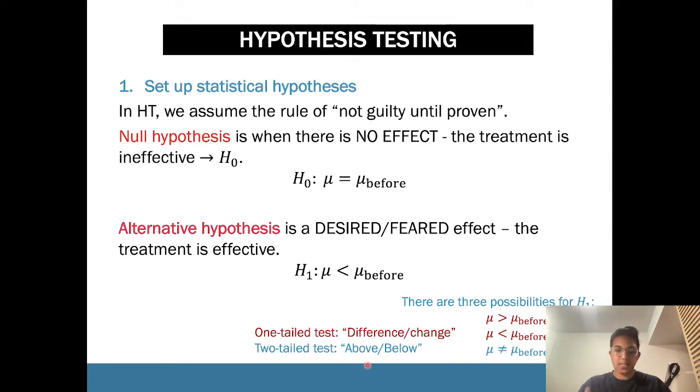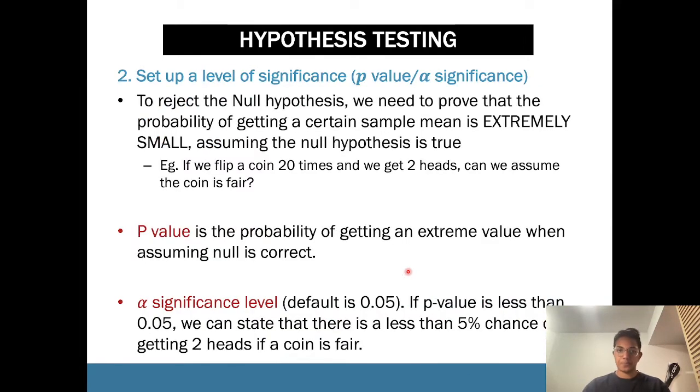Whereas with the two-tailed test, it's non-directional. All we're saying is that the mean of the population has changed. That's the only statement being made there.